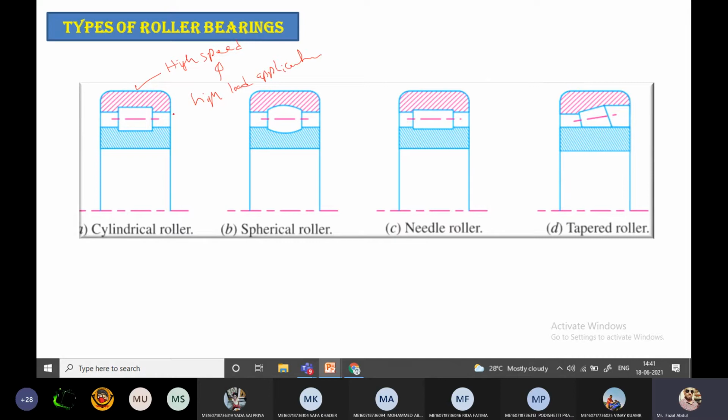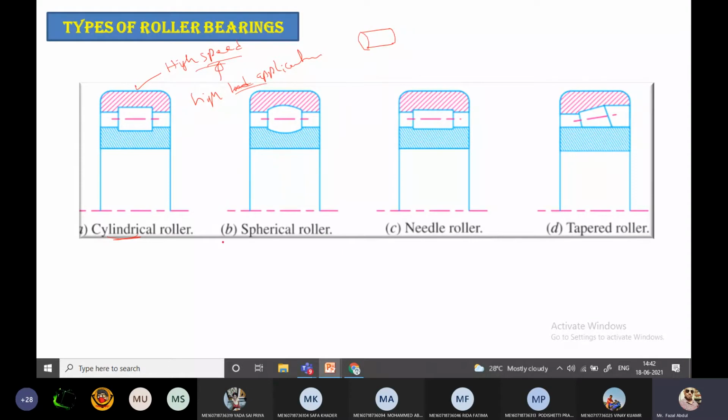With the previous ball bearings, light load application is possible, but whenever you find high speed and high load, we can directly prefer the roller contact bearings. In roller contact bearings, the cylindrical bearing can be applied for these two situations. Cylindrical roller means, as the name indicates, the roller shape is cylindrical. See here, the roller is in the shape of a cylinder.